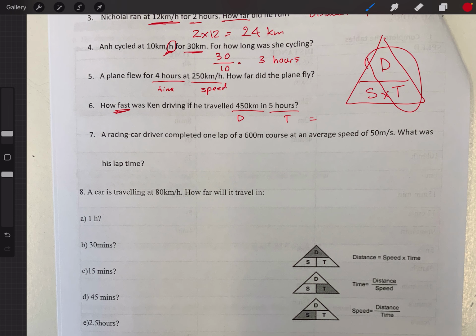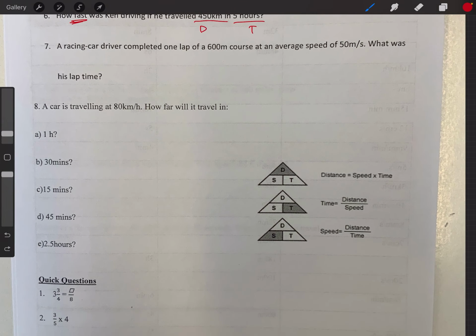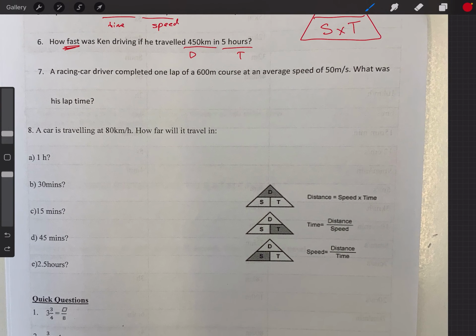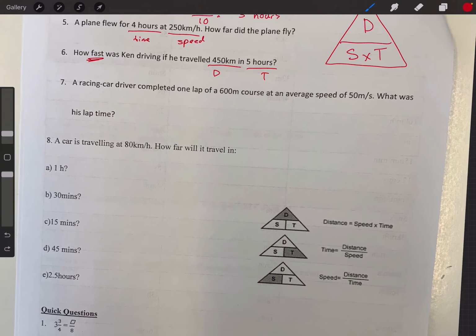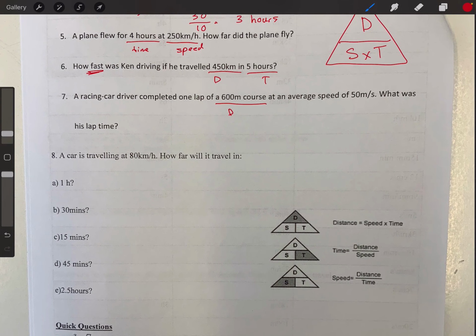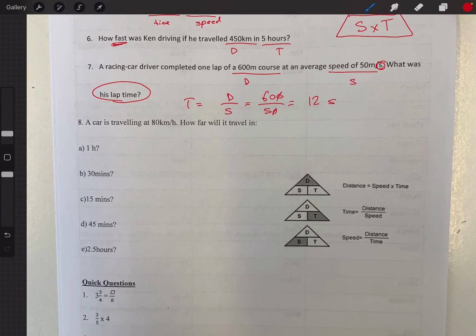Okay. Next one, a racing car driver completes 1 lap of a 600 meter course at an average speed of 50 meters per second. Alright, so this is a distance and this is a speed. What was his lap time? So it's asking for the time. Time is equal to distance divided by speed, and that's 600 divided by 50. Cross out the 0, 60 divided by 5 is 12. Hold on, it's asking for the time, so that will be in seconds, because this is in seconds. So that's the answer for that one.